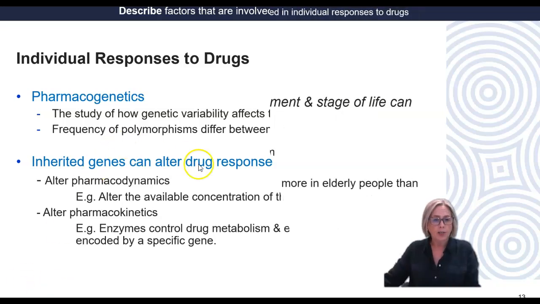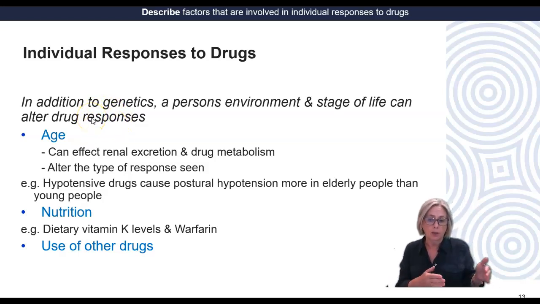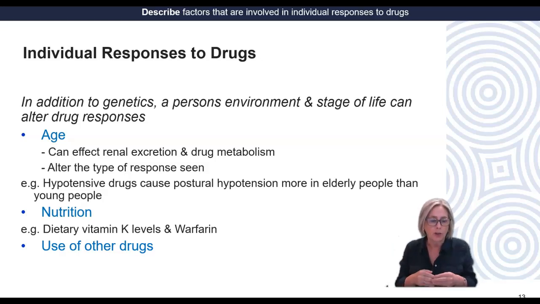As well as genetics, though, a person's environment and also stage of life can alter drug responses. And here you should be thinking about newborn babies at one end of the life spectrum and then elderly people at the other end. Age in general can affect renal excretion and drug metabolism, and so can alter the type of response seen.